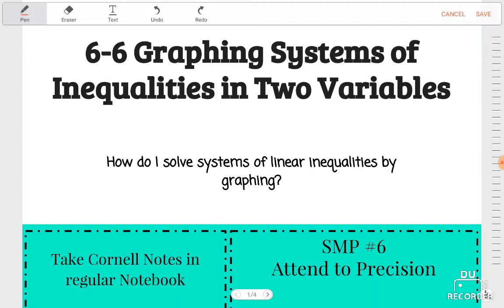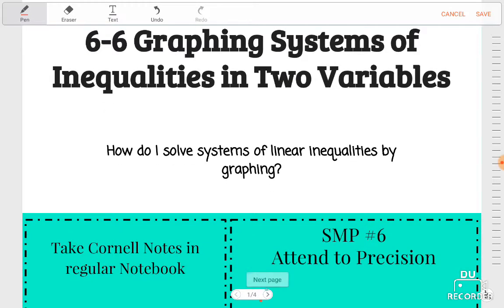Okay, so when we had systems of equations, that was like two lines and we looked for the point where they met. Now we're going to have two inequalities and we're going to look for the area that they have in common. So the key thing we're focusing on is how do we come up with a region that represents the solution to a system of linear inequalities using graphing. And in class we'll talk about graphing by hand and with Desmos again.